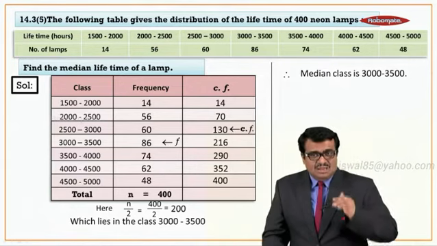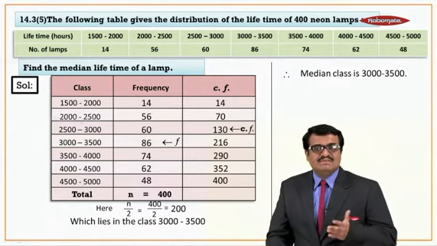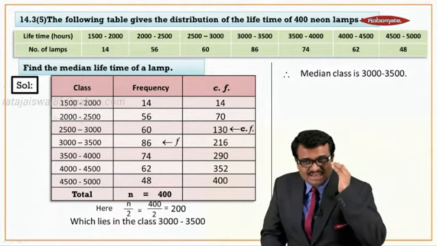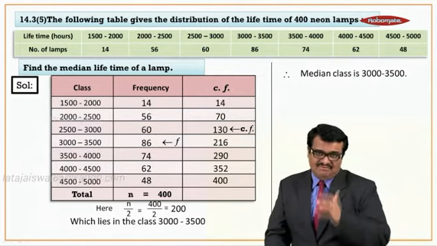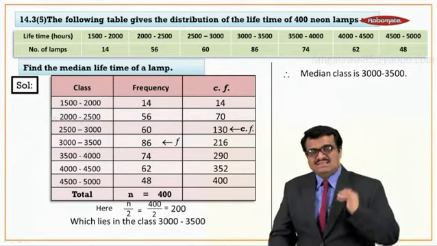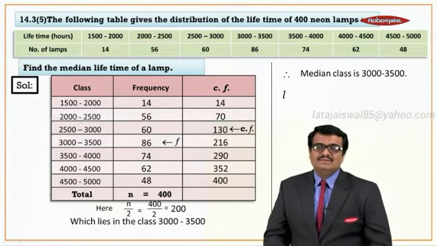Okay. Now let us note down the values. The frequency of the median class. How much is the frequency of the median class? Median class is 3000 to 3500. What is the frequency of the median class? 86, and that is f. And the frequency of the class preceding the median class, that is CF. So let us note down all the values.